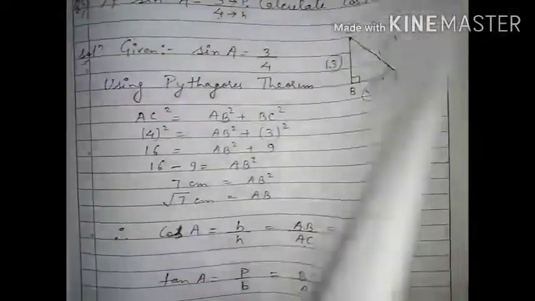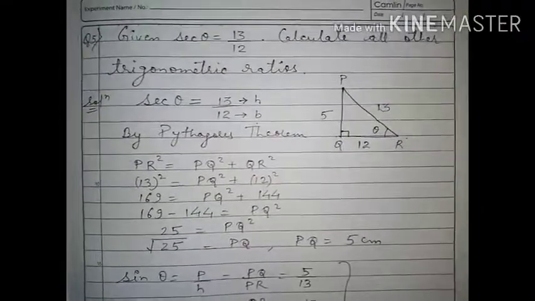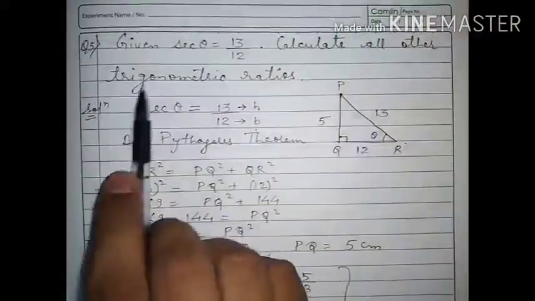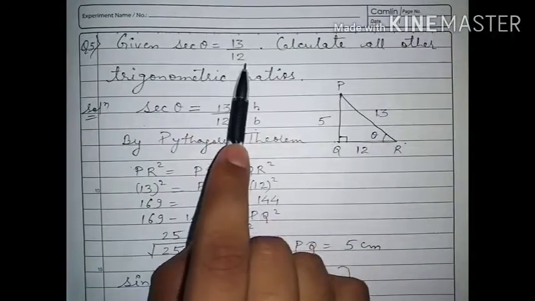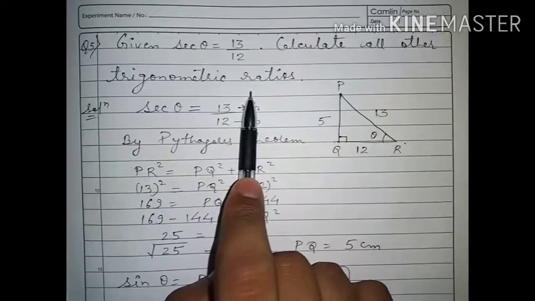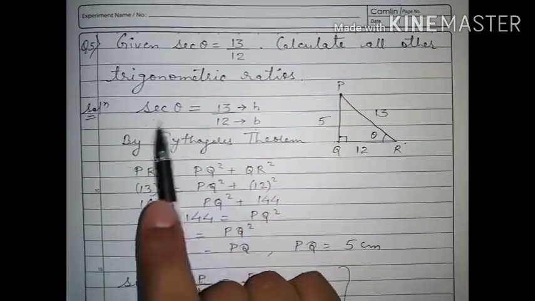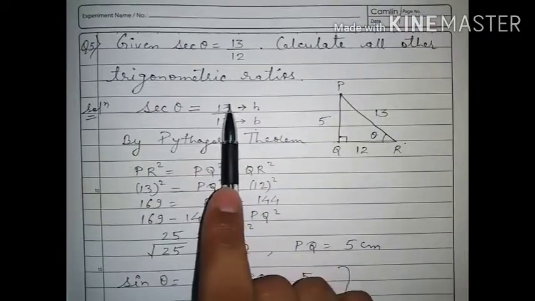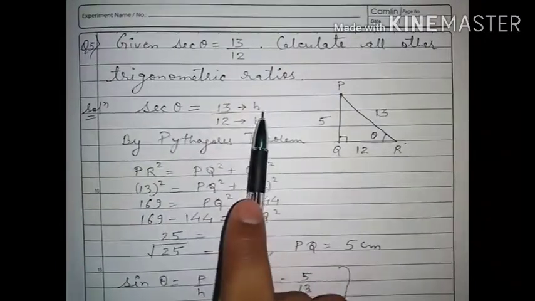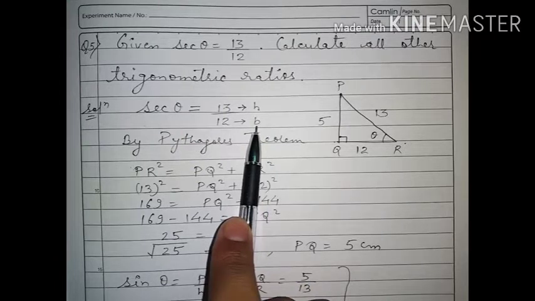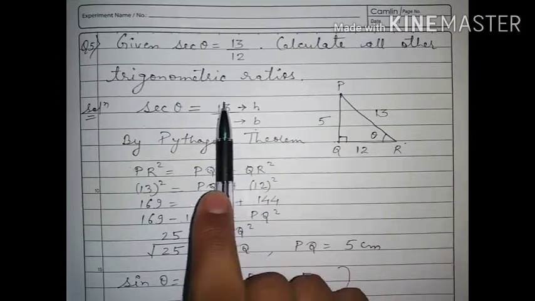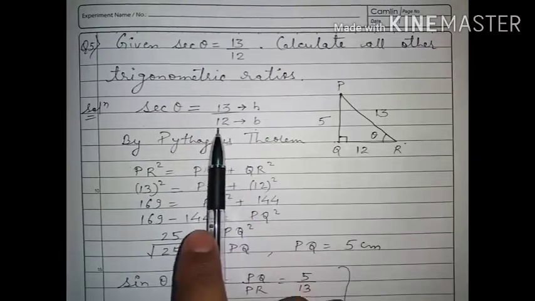Okay, now see, moving towards question number 5. In question number 5, it is given that sec theta is equal to 13 by 12. Calculate all the other trigonometric ratios. Okay, it is given in the question that sec theta is equal to 13 by 12, and we know that sec theta is always H by B. So this 13 is working as the hypotenuse and this 12 is working as the base.